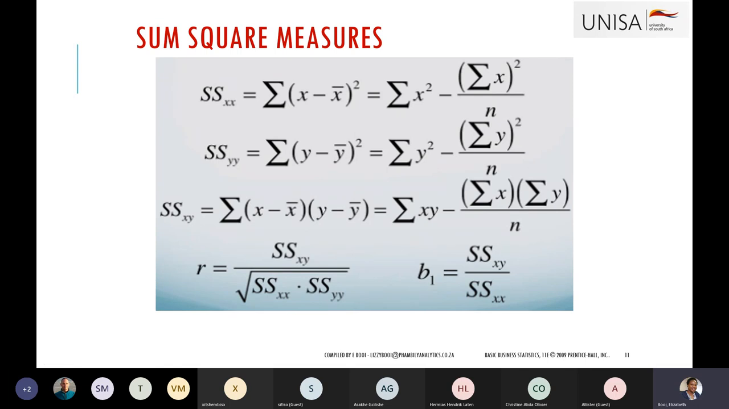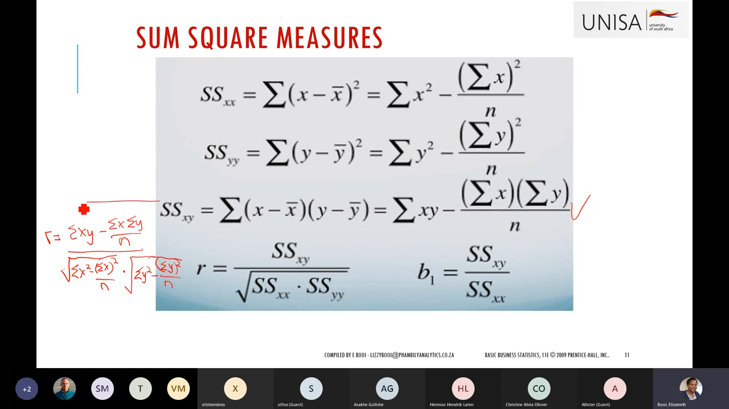So in terms of the formula for R, which we will use later on, you will see that R is equal to the sum of XY minus the sum of X times the sum of Y divided by N, divided by the square root of, and I'm going to do it separately, the sum of X squared minus the sum of X, squared, divided by N, times the sum of Y squared minus the sum of Y, squared, divided by N.